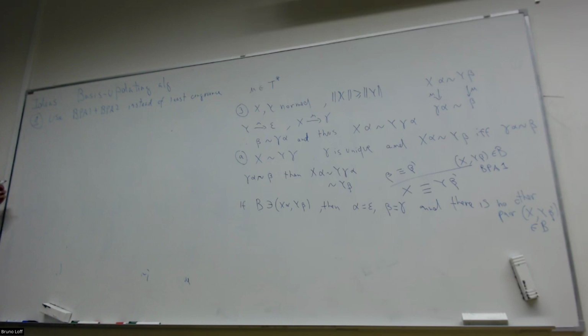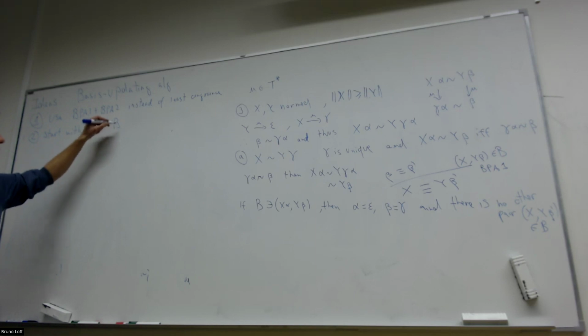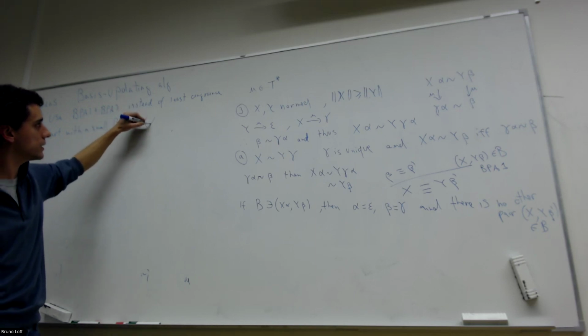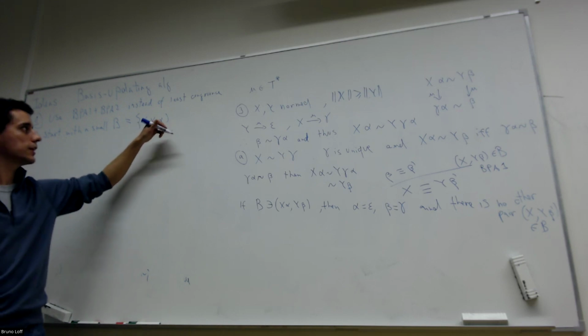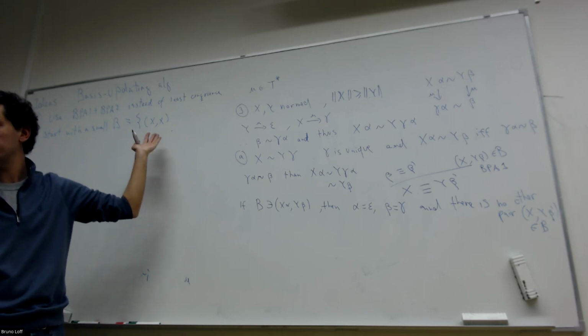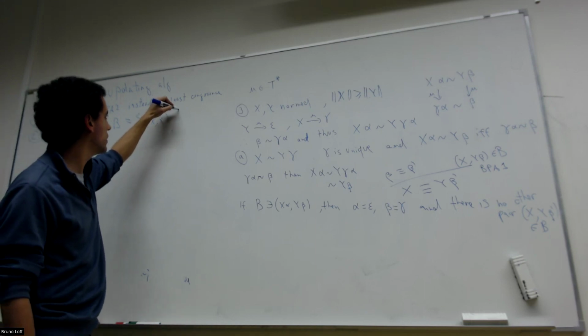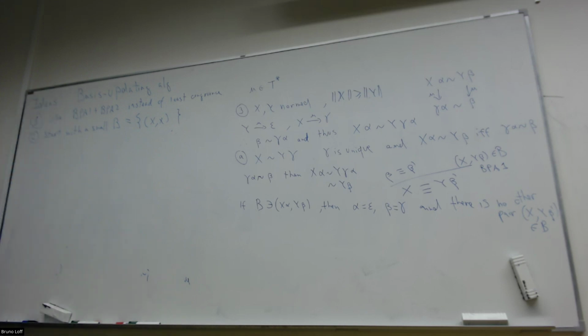And now, why is it basis updating? The point is, we start with a small B. Essentially the small B that we start with only has pairs x, x, the same non-terminal, because these we always know are going to be in B by reflexivity. So first we just have xx, and we can either add or update pairs.